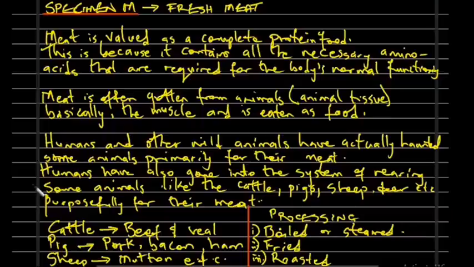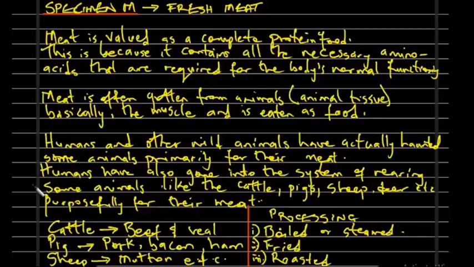Now, the meat is gotten from other animals. We have people who rear animals to be able to feed on their meat, and for many other purposes. So people actually rear animals, and they also hunt wild animals to get this meat from them. The meat is actually the animal tissue, basically the muscle, that is eaten as food.